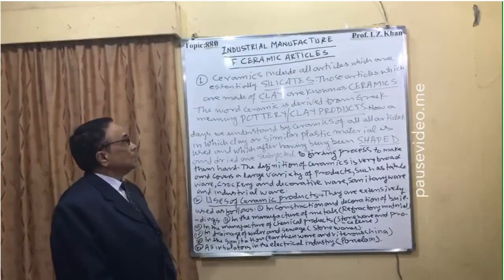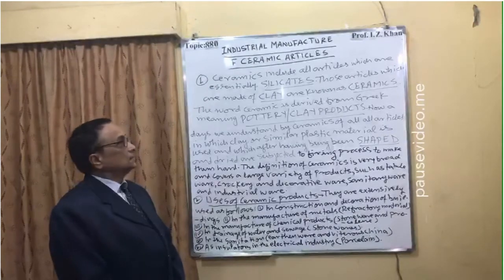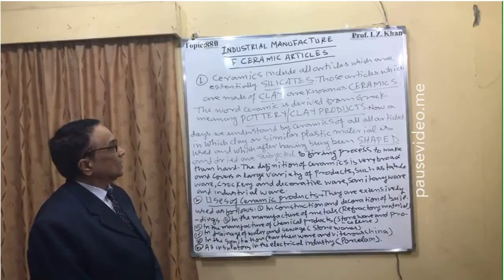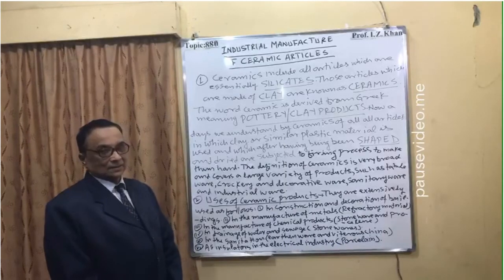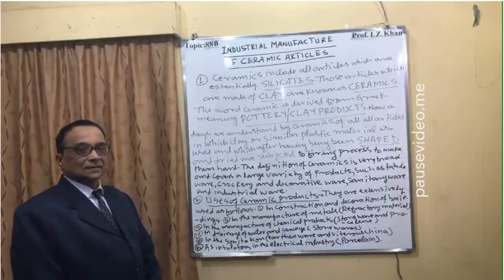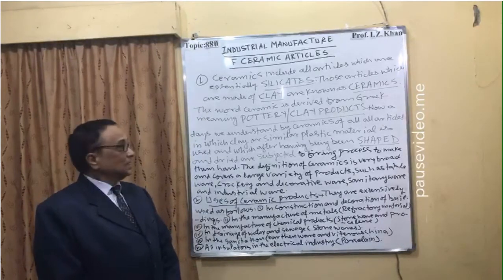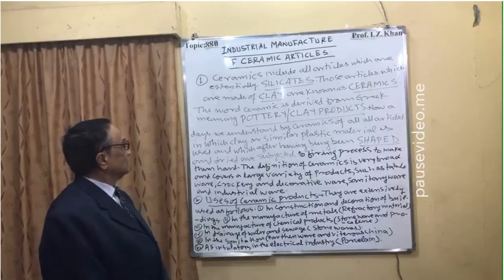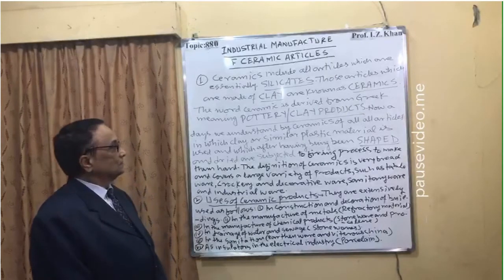Number one, ceramics include all articles which are essentially silicates. Those articles which are made of clay are known as ceramics. I have already told you very clearly that they are made up of silicates and clay, and the word ceramic is derived from Greek, meaning pottery or clay products.